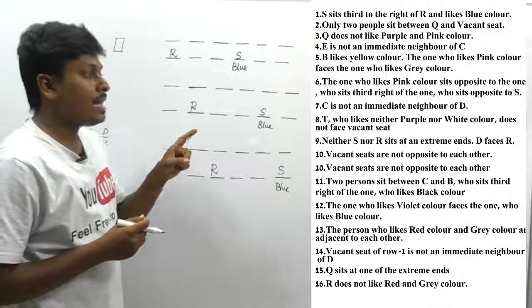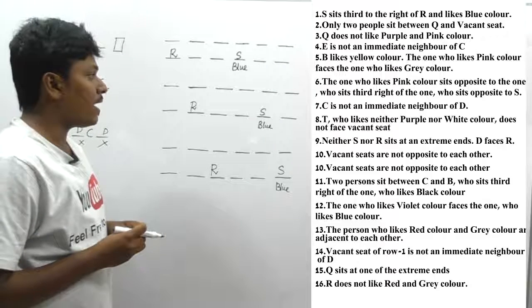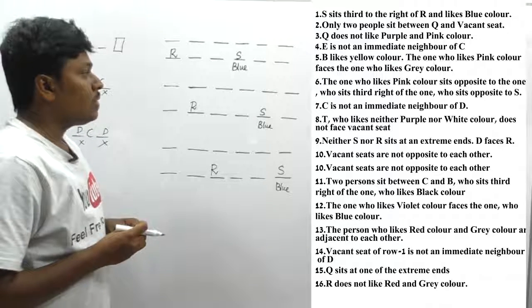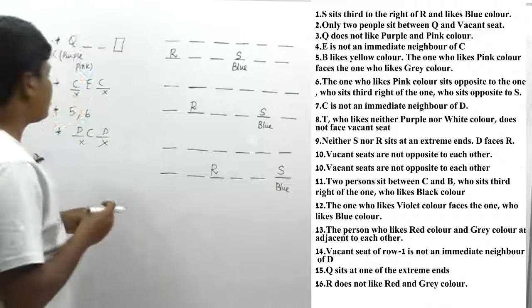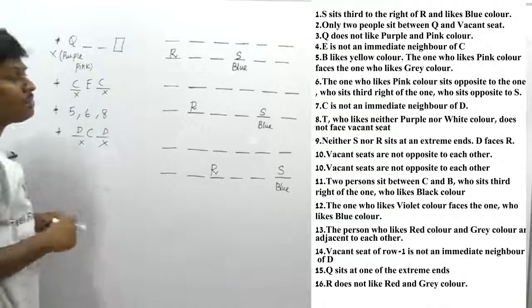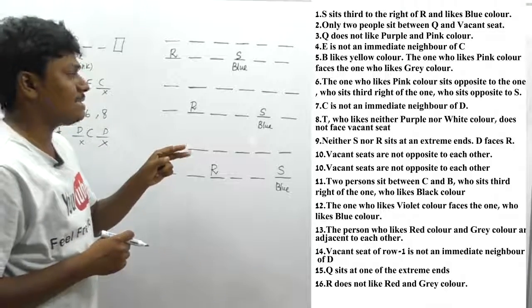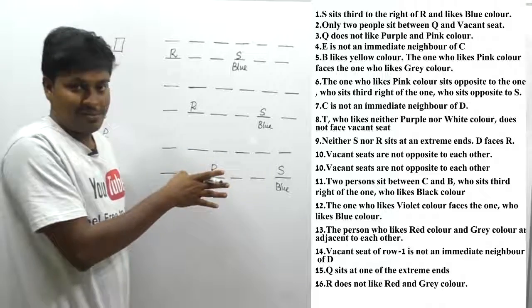T, who likes neither purple nor white, does not face the vacant seat. I think we don't know this, right? So let me take it as we can't waste your time. Point number 8. And neither S nor R sits at an extreme end. Friends, I think we have got this clue.